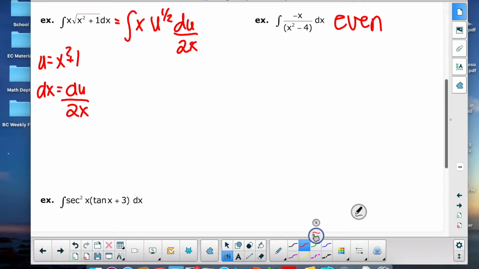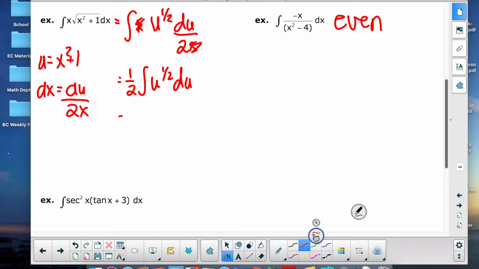Okay, so the x's cancel out. Why is this a positive 1/2 and not a negative 1/2? Because it's in my numerator already, right? I don't need to move it. That's usually a big problem. So I really have 1/2 u to the 1/2 du. And now it's in that nice form that I need to use my power rule.